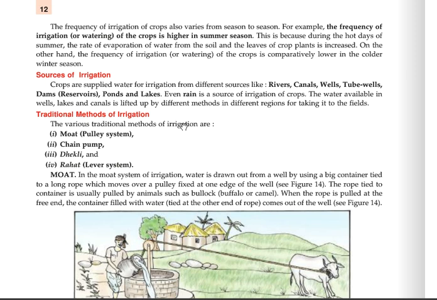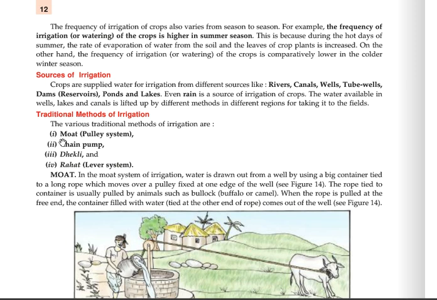Some of the traditional methods and modern methods we use for the irrigation of crop plants. Here, we can say four methods are described in your syllabus as traditional methods for irrigation.